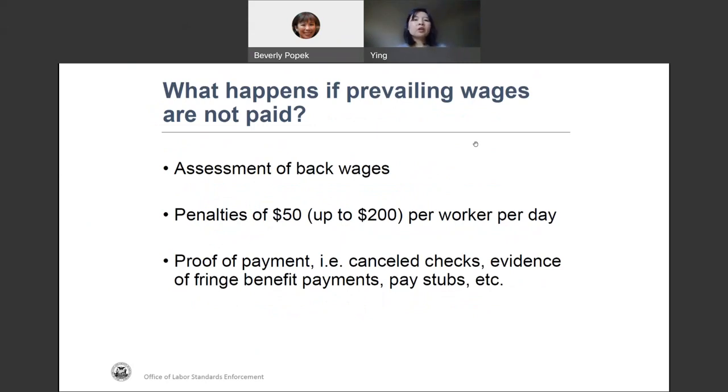So what happens if prevailing wages are not paid? Our office is going to issue an assessment for back wages plus penalties of not less than $50, but not more than $200 per worker per day. And during the audit period, we're going to ask for proof of payments, such as canceled checks, evidence of fringe benefit payments, pay stubs, timesheets, just to ensure that the prevailing wage has been properly paid. Next.